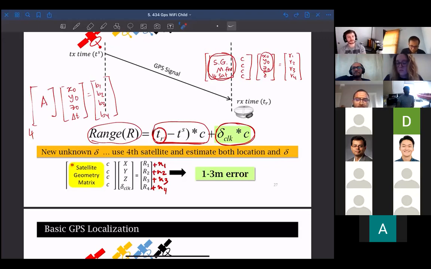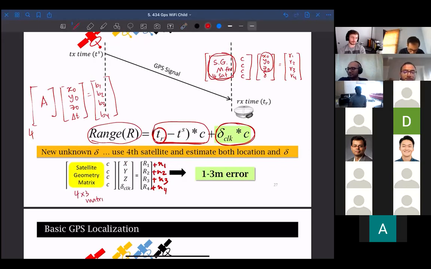No, this has 4 rows, and there are 3 columns. This satellite geometry matrix is a 4 cross 3 matrix. And then we use that for X, Y, Z. I just had never seen the notation before. You have a whole column of C, and then you just have a clock, and that's added to everything. Correct. Now the delta clock is getting multiplied by C.